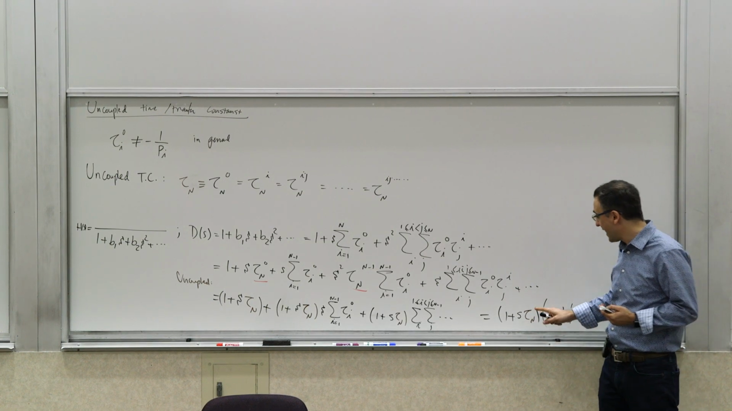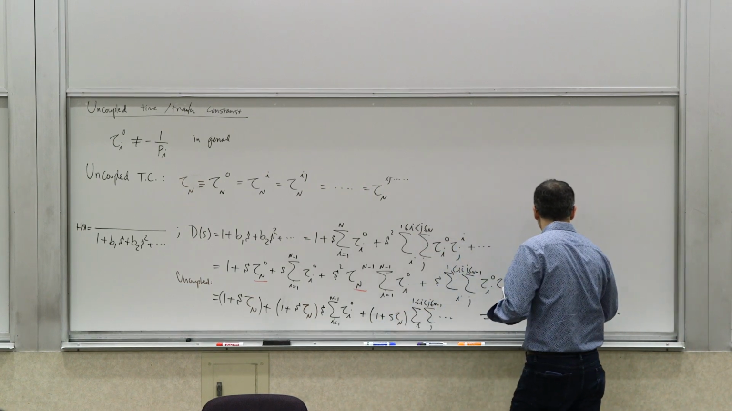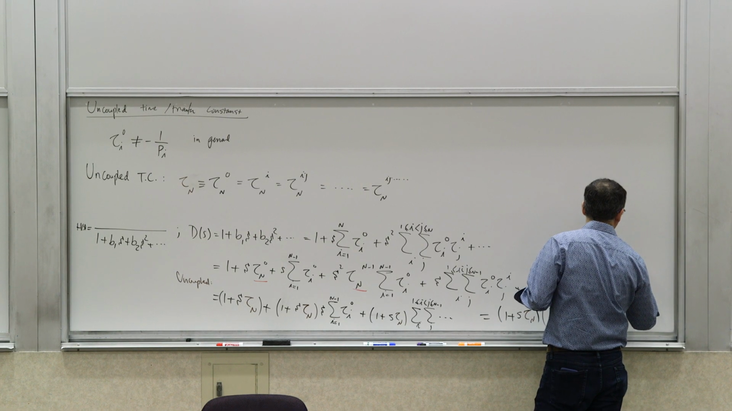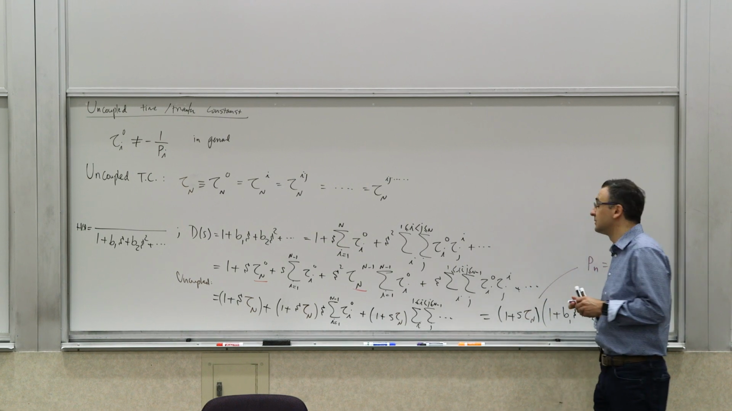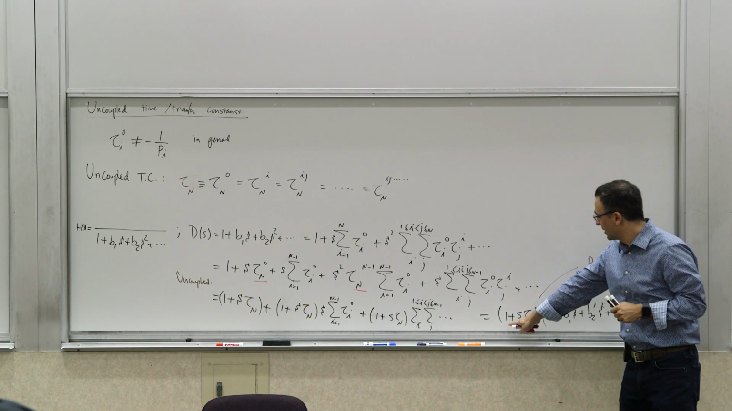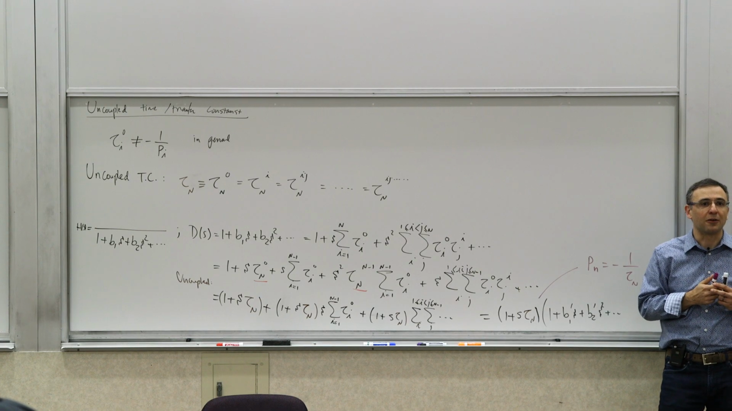Which basically means that now in this special case, there is indeed a pole. So there is Pn at 1 over negative tau n. Negative 1 over tau n. Right? Because this is now a factor. Which means that you can basically factor this out.